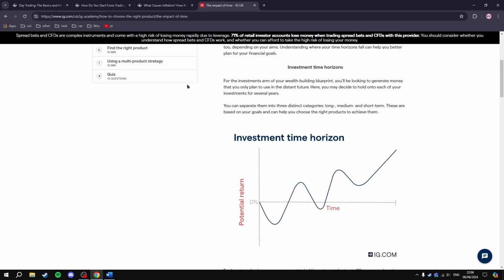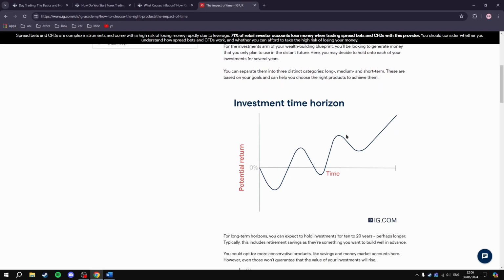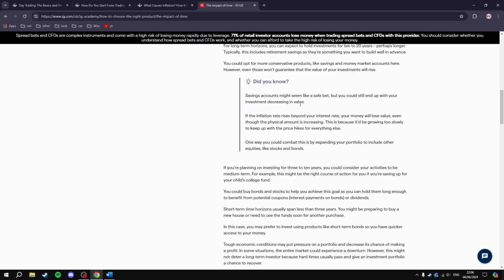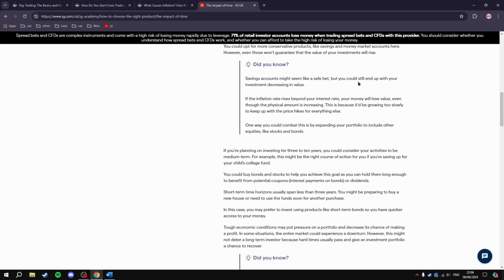So investment time horizons are split into three categories: long, medium, and short term. Long-term horizons can expect to hold investments for 10 to 20 years or even longer, right? So these are things like retirement savings, something you want to build well in advance. And then we've got medium term, which is basically 3 to 10 years. So this might be if you're saving up for, the example they gave here was a child's college fund, something like that.